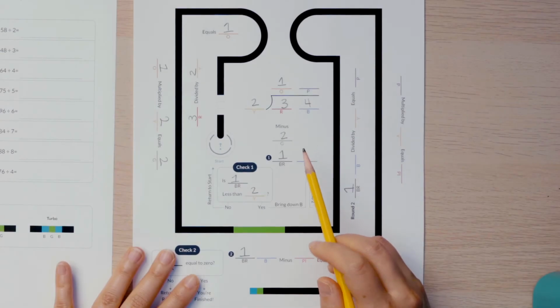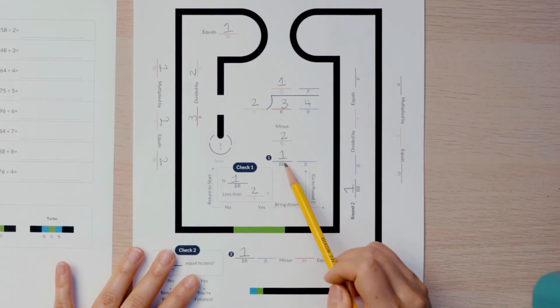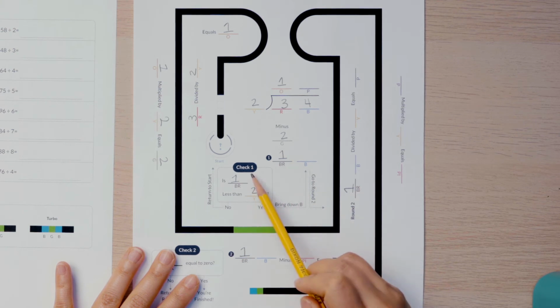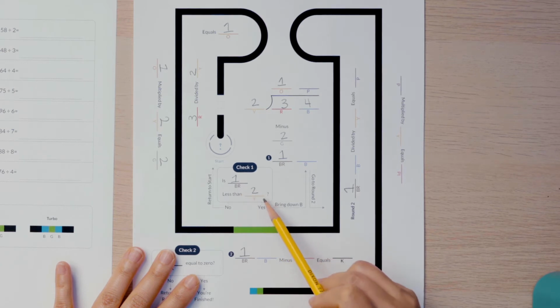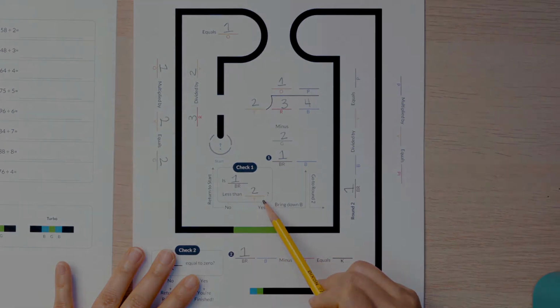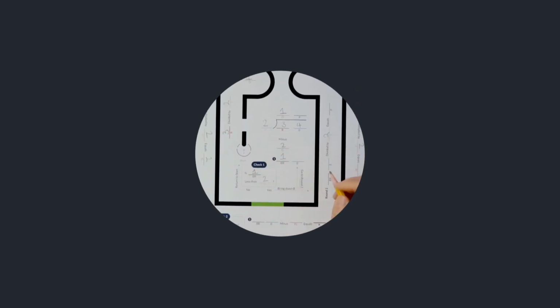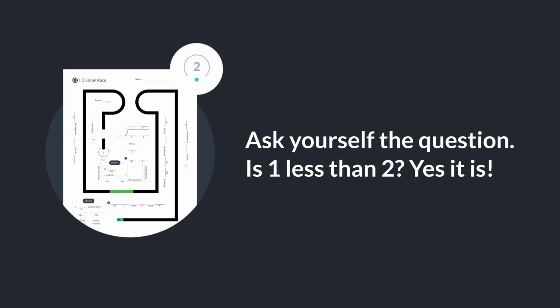At this point, you need to check the answer on the brown line. Look at the check 1 box. Fill in the brown blank with a 1, and your yellow line should already have a 2 in it. Ask yourself the question, is 1 less than 2? Yes, it is. Before we move on to the next step, make sure you fill in 1 on all of the brown lines.